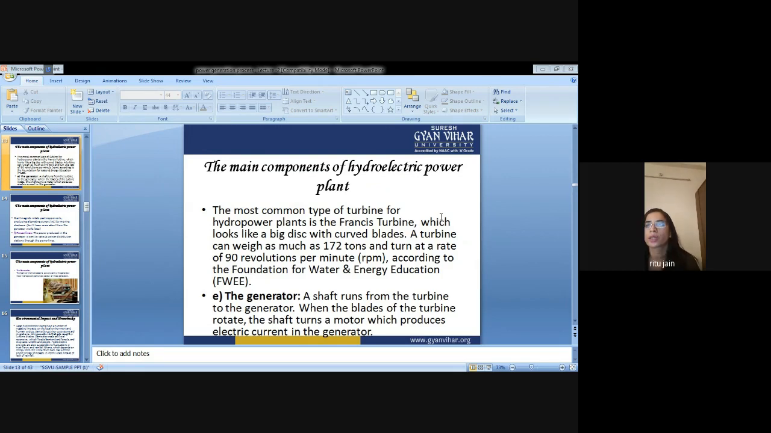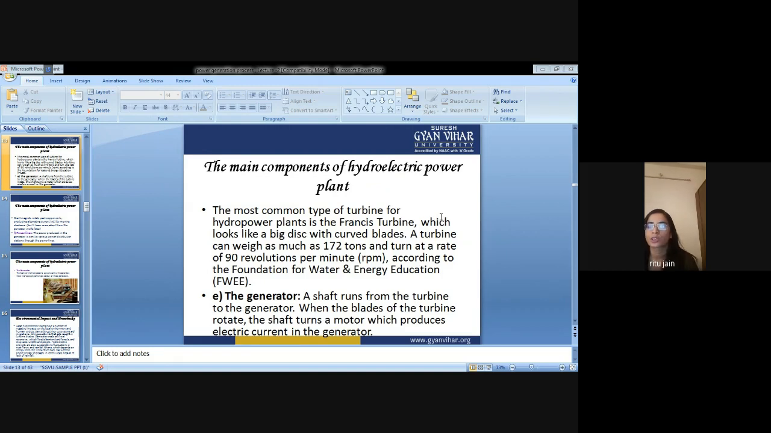The most common type of turbine for a hydropower plant is the Francis turbine, which looks like a big disc with curved blades. A turbine can weigh as much as 172 tons and turn at a rate of 90 revolutions per minute, according to the Foundation for Water and Energy Education.